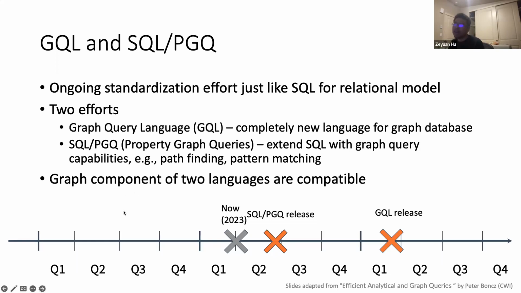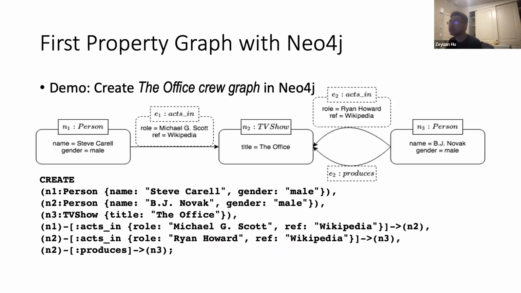The following is a timeline. I forgot to update this cross. Actually, we are already in Q3 of this year. That means that SQL/PGQ was released just last quarter. And early next quarter, like Q1 next year, we're going to see the GQL release. Those languages will have a majority of features really the same as Cypher, with slightly different syntax. So it shouldn't be that hard to pick up those two new languages after today's lecture.